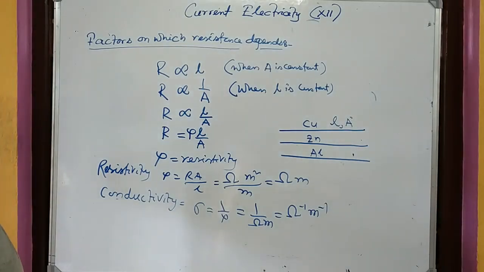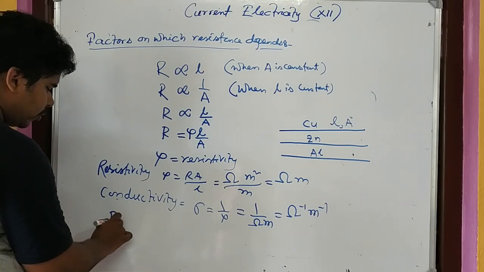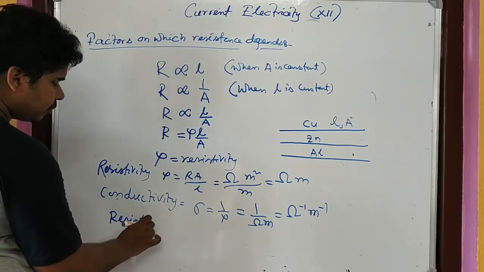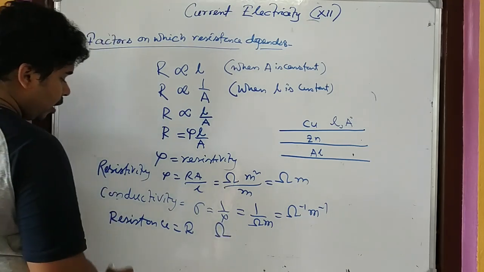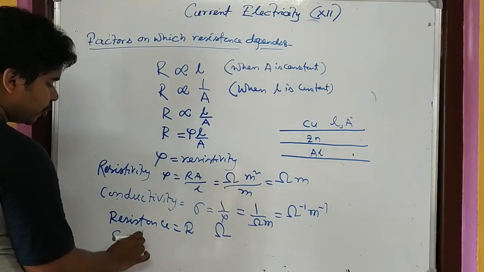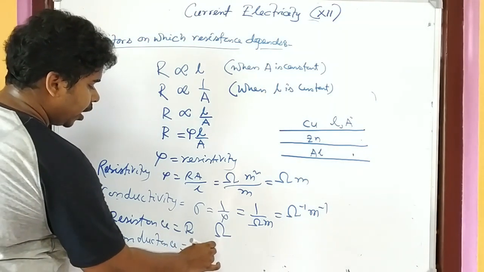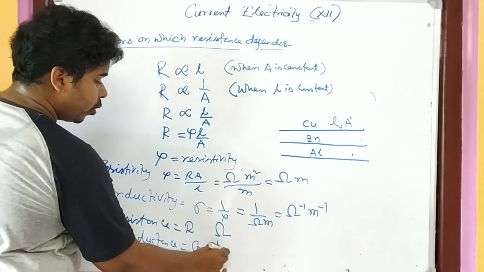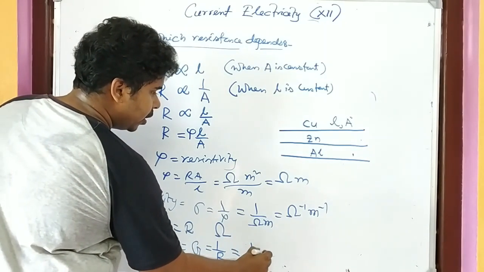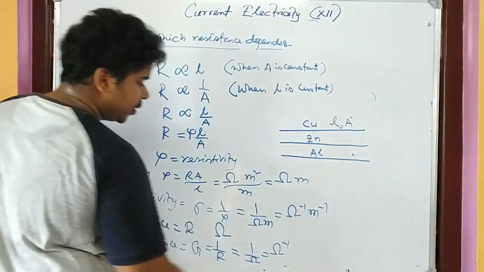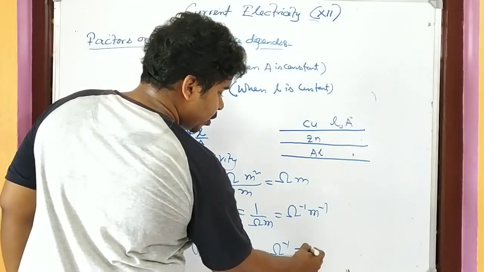Okay. As we have learned about resistance R, whose unit is ohm, another quantity we can introduce is conductance, which is G, the reciprocal of resistance, that is 1 by R. It is 1 by ohm and it is known as ohm inverse. So there is another name also. The other name is mho.